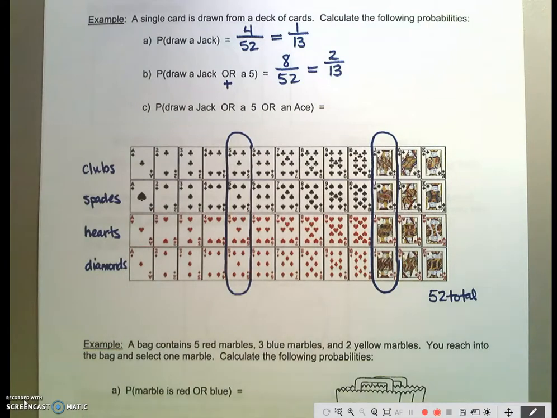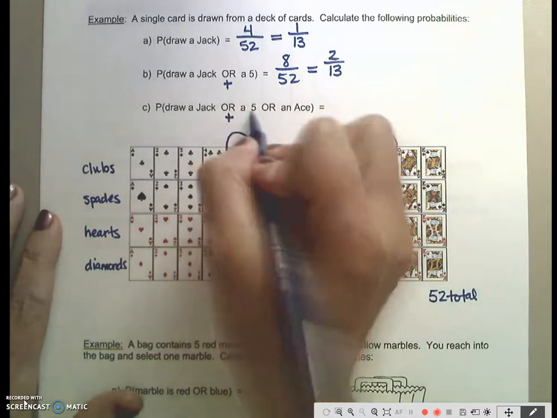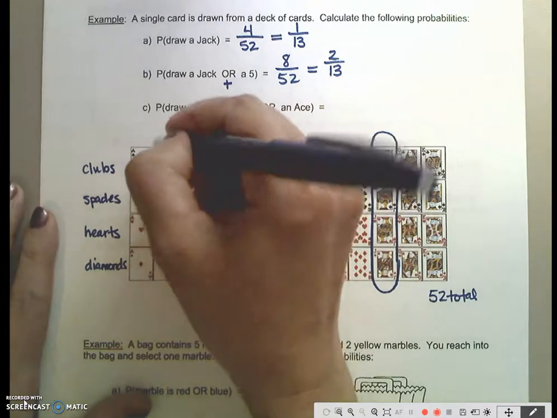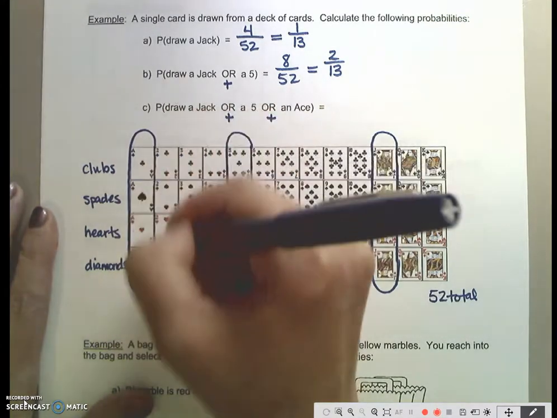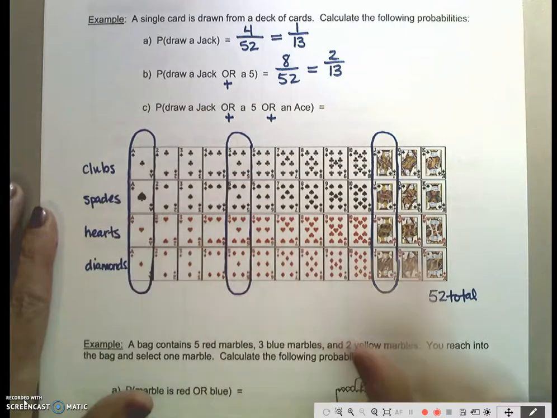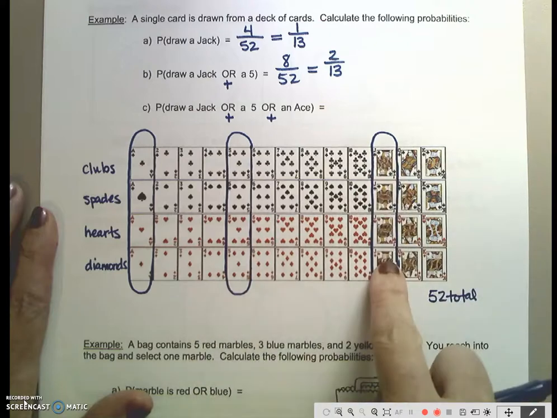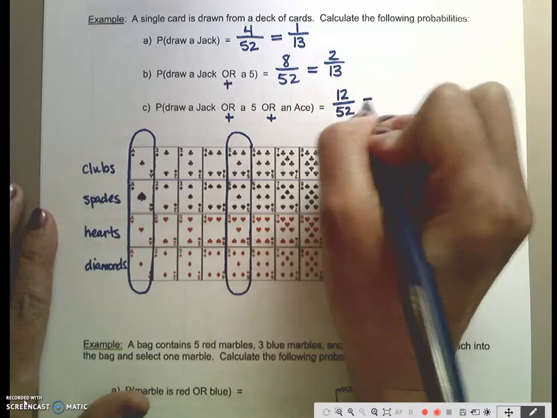Now we're going to go one more step. What's the probability I draw a jack or a 5 or an ace? Well, all those ors mean you're going to add. So aces also disjoint from the 5s and the jacks. See, no overlap. So there's 4 of these, 4 of these, 4 of these. That would be 12 out of 52.